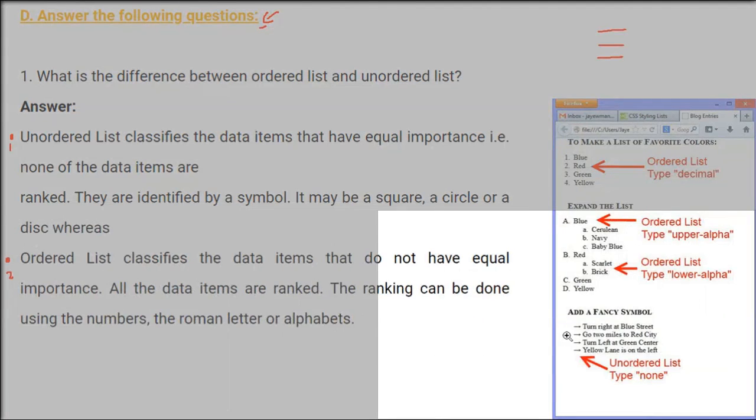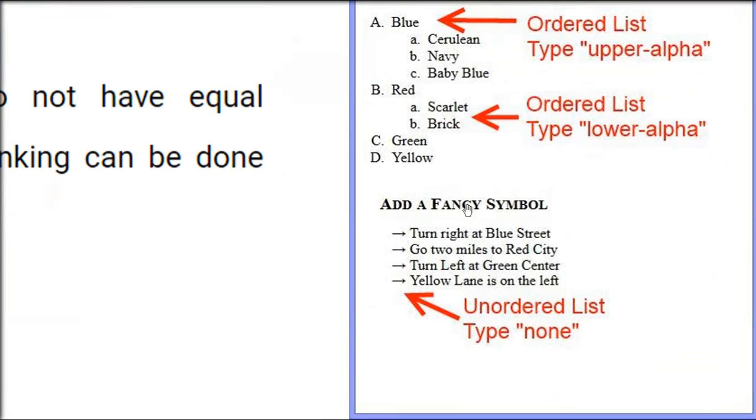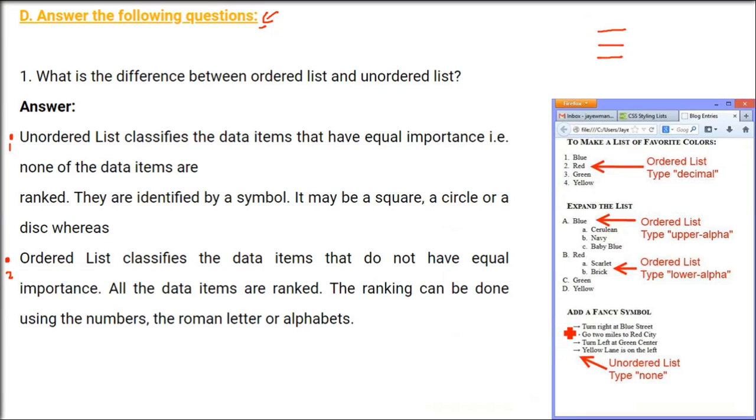They are identified by a certain symbol. For example, here you have certain things written. Don't go into the details. Just understand that four lines are written one by one and they have equal importance. They can have an arrow sign. They can have a round sign. They can have a triangle sign. It can have a disk sign in front of it. It can have any sign which is possible in this tag.